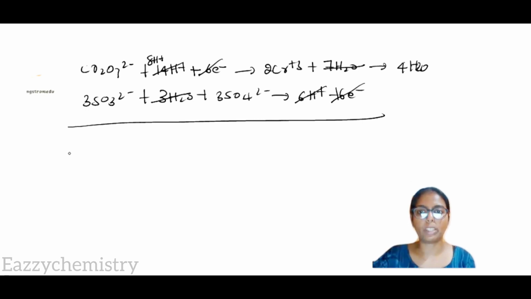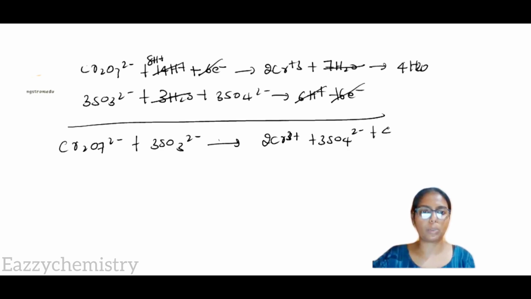If we add both reactions, we get the final reaction: Cr2O7 2- plus 3 SO3 2- gives rise to 2 Cr3+ plus 3 SO4 2- plus 4 H2O plus 8 H+. So this would be the final balanced redox reaction. So let's look at an example of the redox.